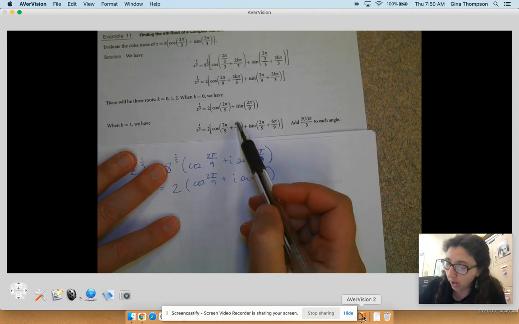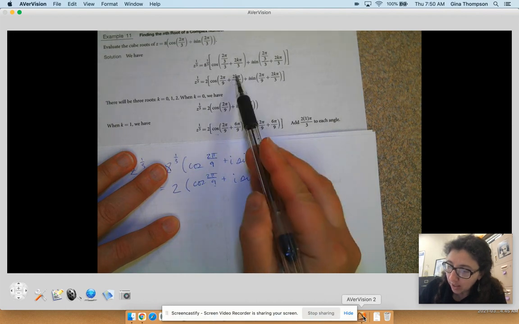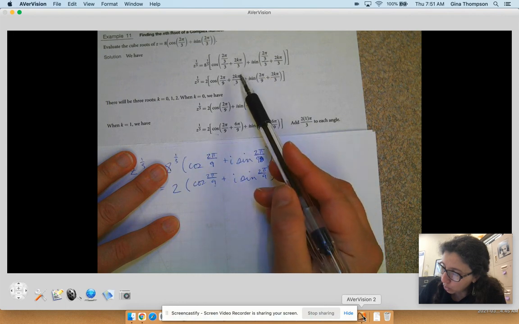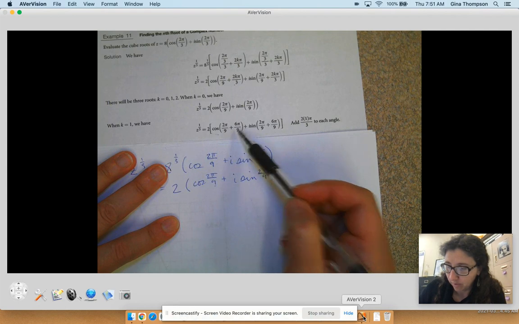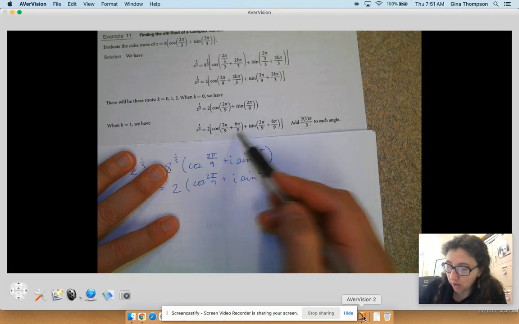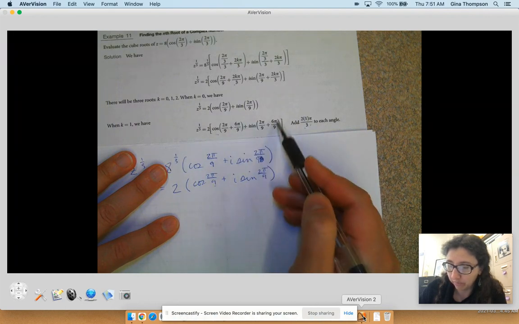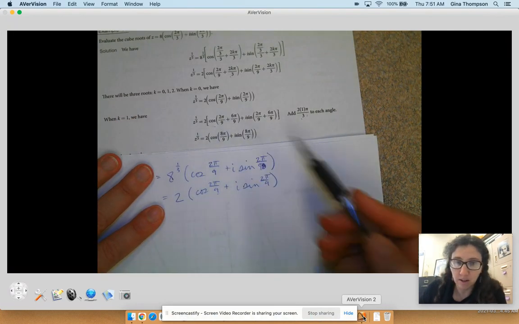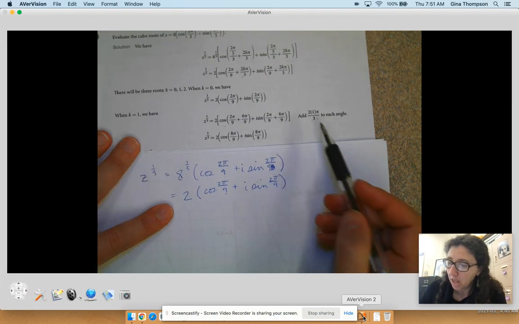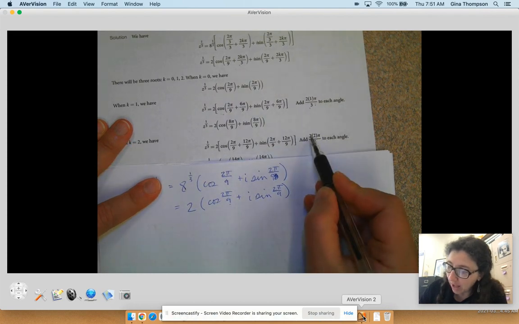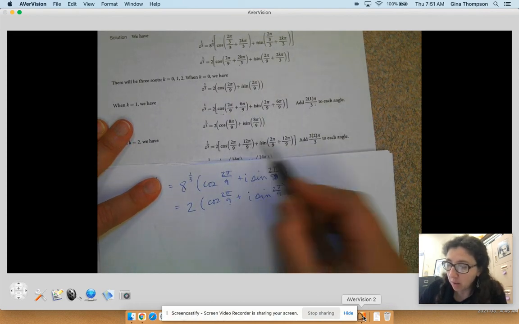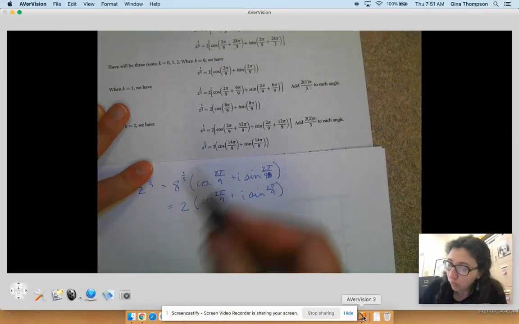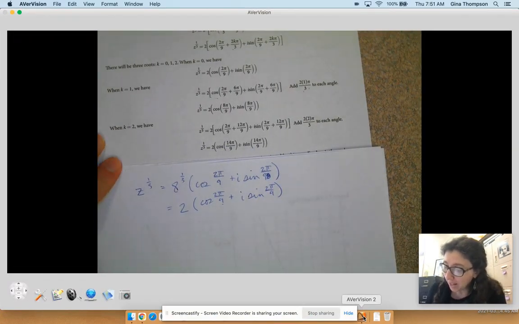If k equals 1, we still have 2 pi ninths here, but we're going to let k equal 1. We'll have 2 pi thirds. They're adding 2 pi thirds, but they're finding a common denominator, so they're changing 2 pi thirds into 6 pi ninths and adding that. So 2 pi ninths plus 6 pi ninths, we get 8 pi ninths and 8 pi ninths. Now what if k equals 2? We're going to be adding 4 pi thirds to each angle. But when we find the common denominator, 4 pi thirds becomes 12 pi ninths. So we add these together and we get 14 pi ninths. So those are our 3 answers.